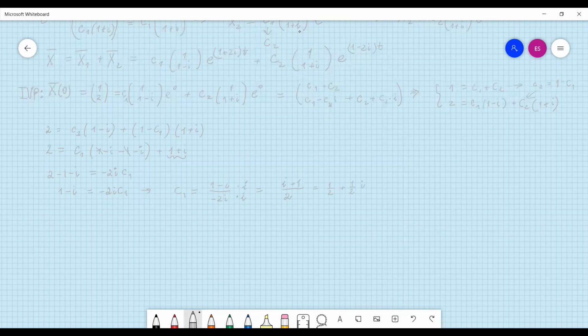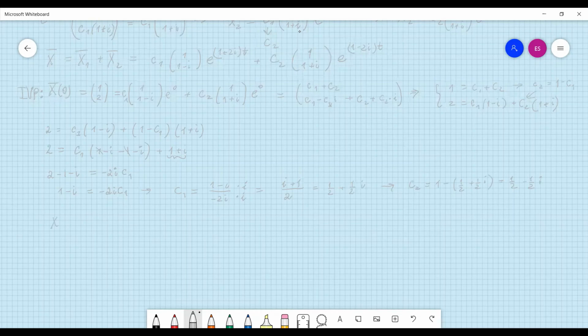That's my C1. Well, I'm going to take the C1, plug it into C2, and find that C2 is 1 minus C1, which is 1 over 2 plus 1 over 2i, and that's going to be 1 minus 1 over 2, which is 1 over 2, and minus 1 over 2i, right? Well, these are two constants, and I'm just going to write them back into the general solution.